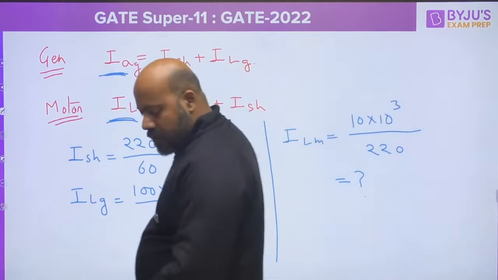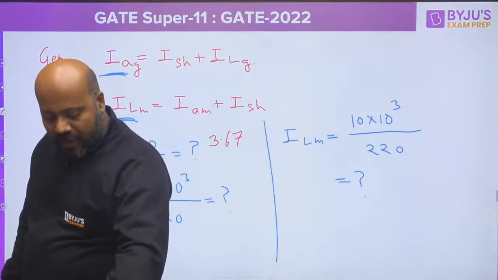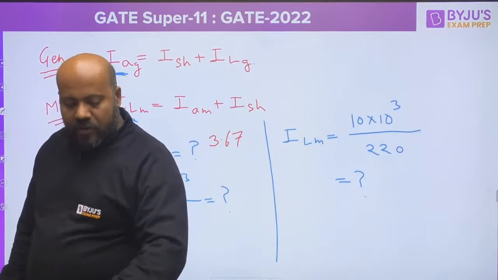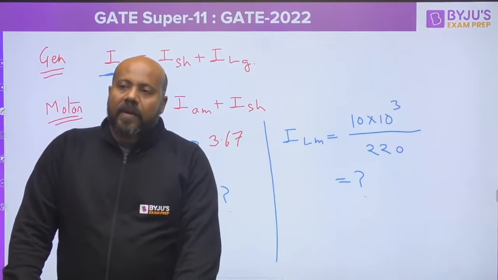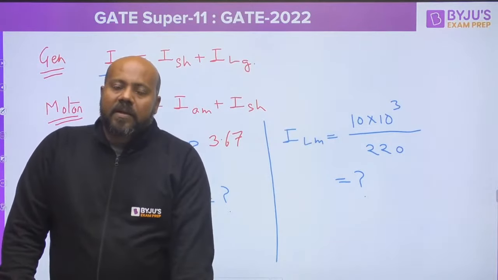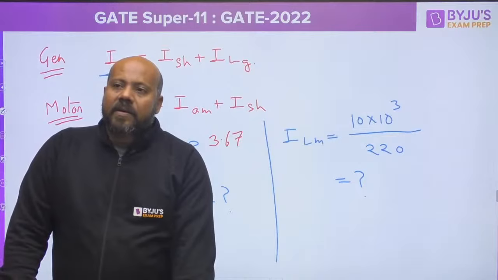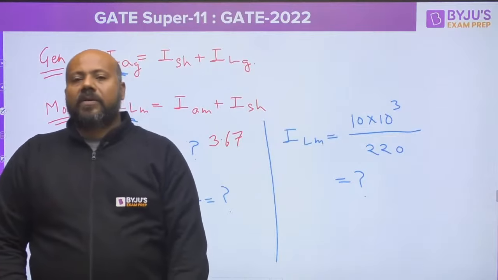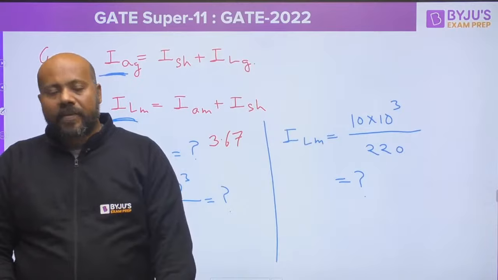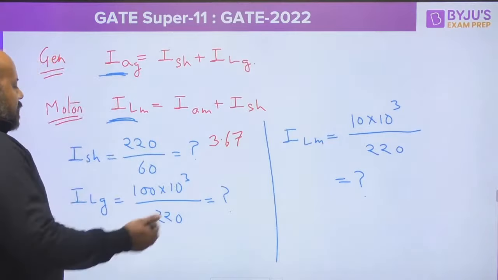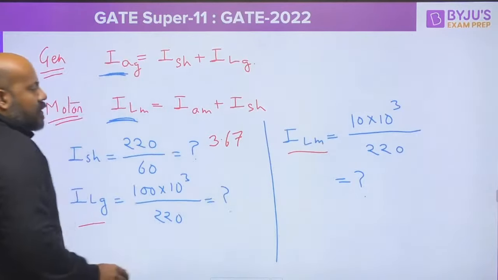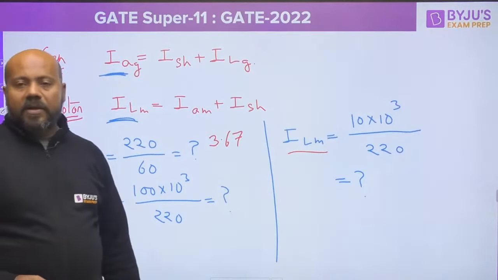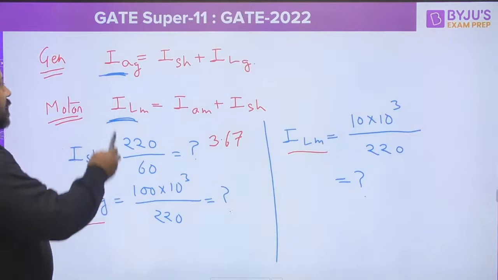Whenever you are coming for the problem practice sessions, you always solve the questions parallelly, then only it is going to be helpful for you. If you just listen to it like any random video, then it is not going to help you. You have to do the practice. So just find these two values, the line current and the load current for the motor and generator case, and you will be getting the armature currents.